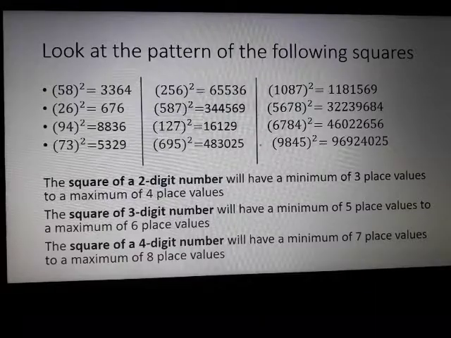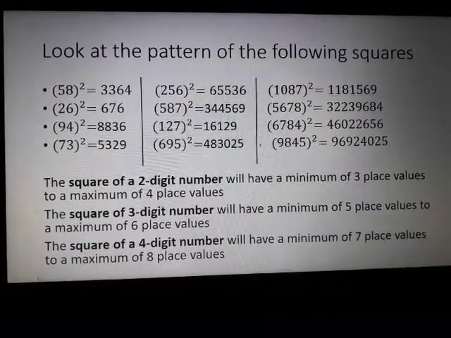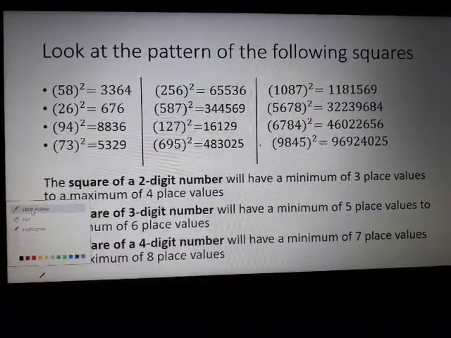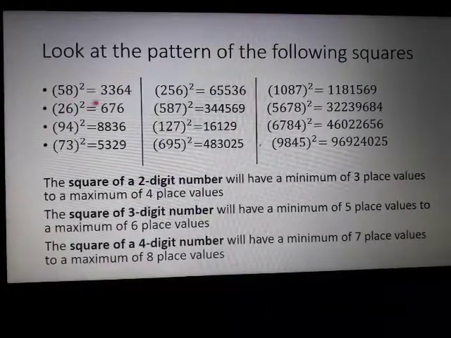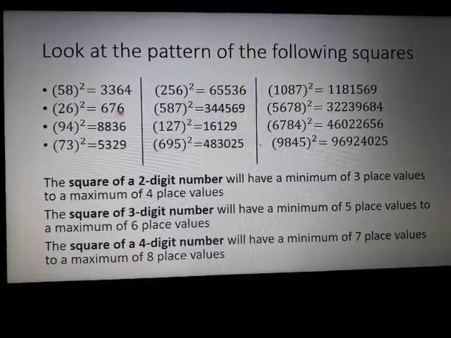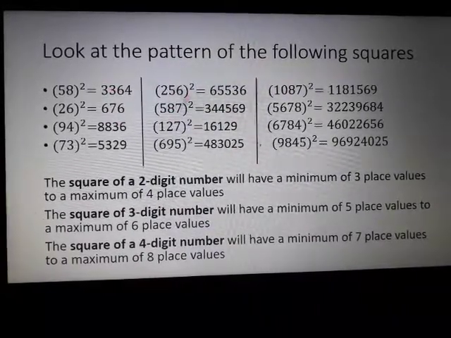Kindly observe the pattern over here. I have considered the squares of some 2-digit numbers, squares of some 3-digit numbers, and squares of some 4-digit numbers. If you observe the pattern over here, the square of a 2-digit number will have a minimum of 3 place values to a maximum of 4 place values.